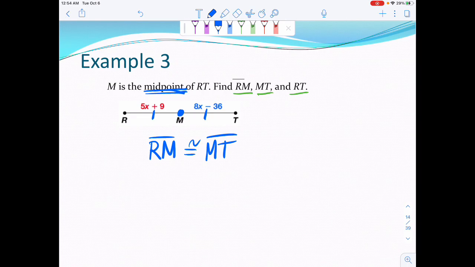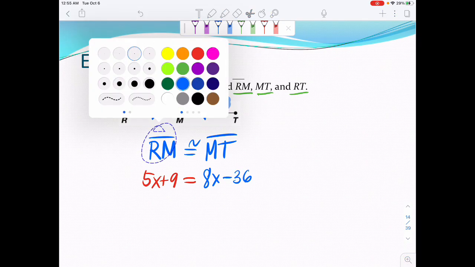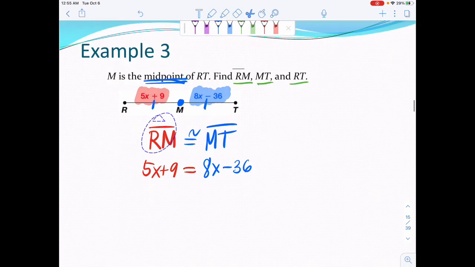Okay, so hopefully you realize that the equation, remember, if we know what RM is equal to, and according to this, my RM is equal to 5x plus 9, all I'm going to do is rewrite that information right underneath. So 5x plus 9 is equal to, well, if I know what MT is equal to, 8x minus 36. Well, that's what I'll write down, 8x minus 36. And there you have an equation, which you can then solve and find the information for x.